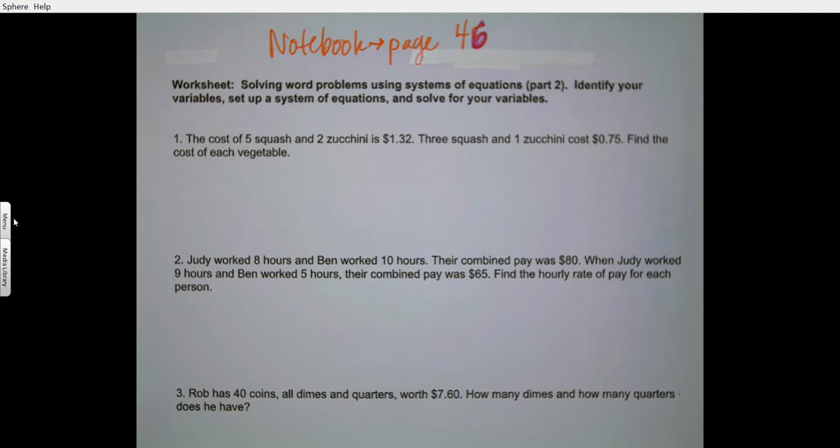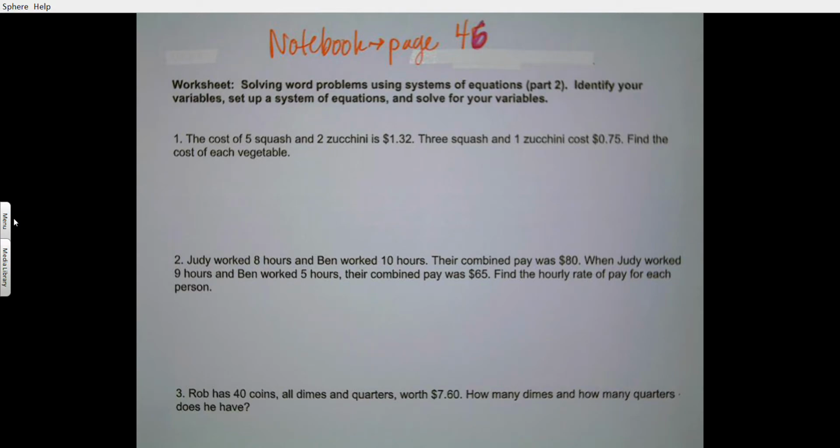Coin problems, I've also posted another video because they're a little more challenging than just the average of what we've been doing. So if you need a little more help with coin problems, you can get on the Google Meet and ask me questions, or you can watch the video. You can also just Google systems of equations coin problems.